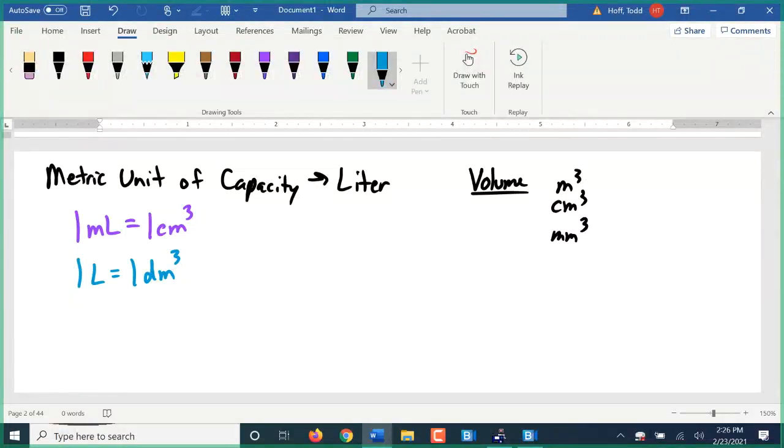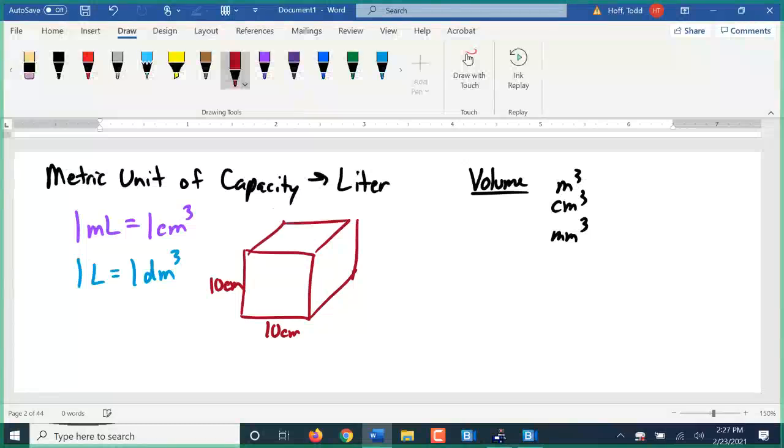So anyway, 1 liter equals 1 cubic decimeter. 10 centimeters by 10 centimeters by 10 centimeters is equal to 1 liter.